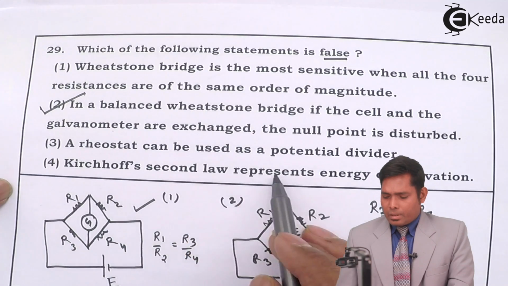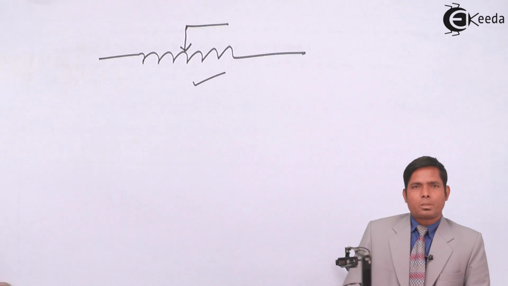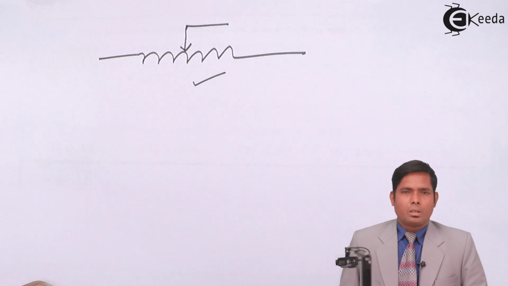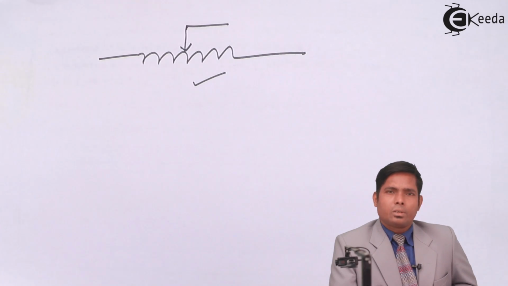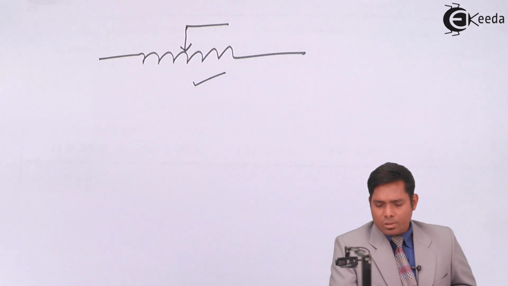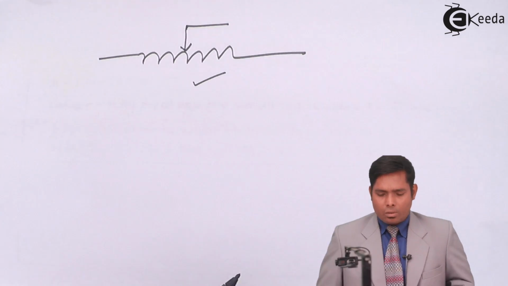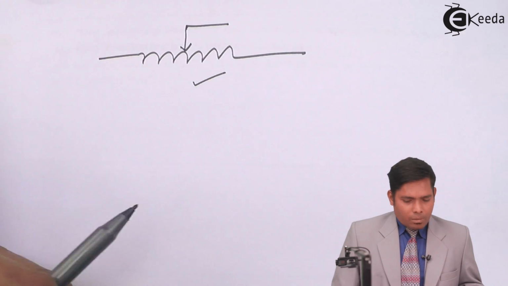Kirchhoff's second law represents energy conservation. This is a very simple thing: the second law is based on the principle of conservation of energy, that the total EMF and the potential drops across each of the elements sum to zero. So that is true, that it is based on the principle of conservation of energy, and the first law is based on the principle of conservation of charge. So that is also correct. Next we move to the last part of this question.